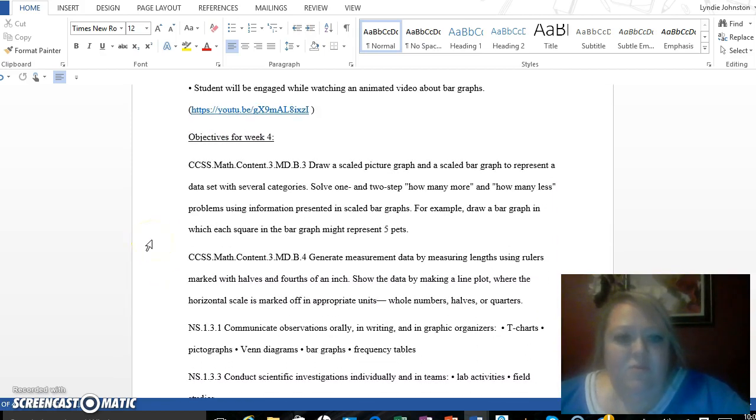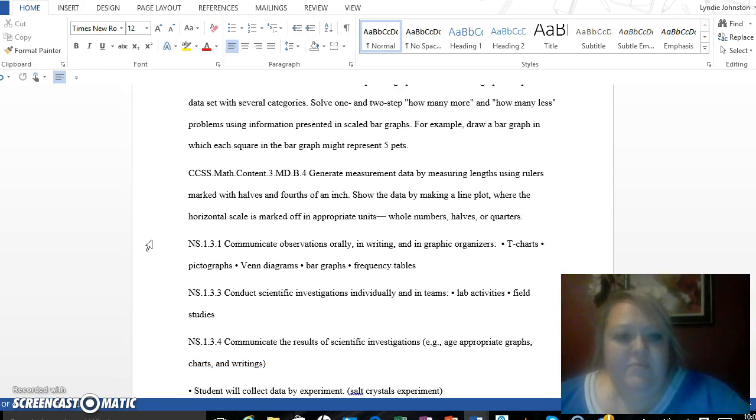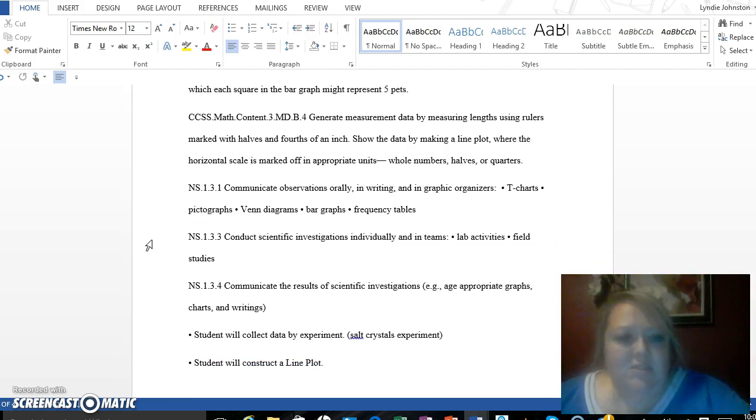The objectives for week 4, the Common Core State Standard Math Content 3.MD.B.3, where they draw a scaled picture graph and scaled bar graph to represent a data set with several categories. The Common Core State Standard Math Content 3.MD.B.4, they generate measurement data by measuring lengths using rulers marked with halves and fourths of an inch. NS 1.3.1, they communicate observations orally in writing and in graphic organizers.